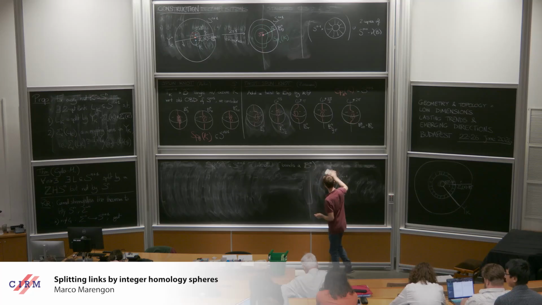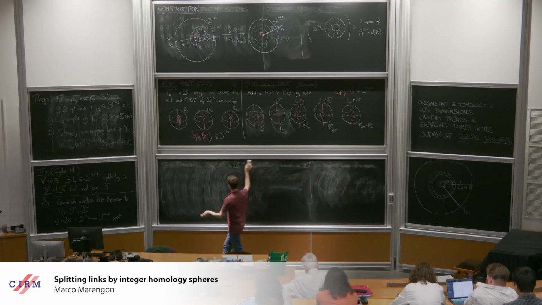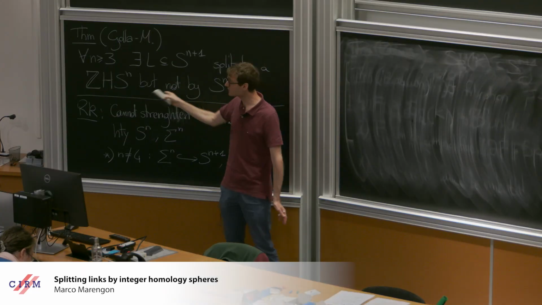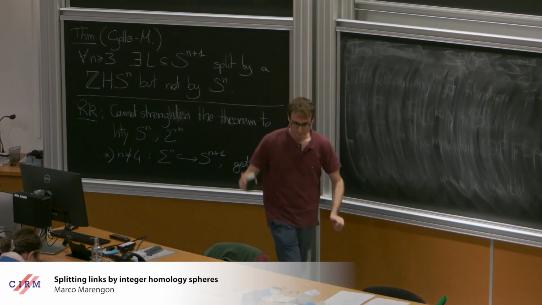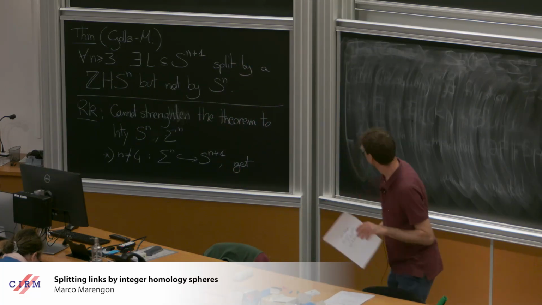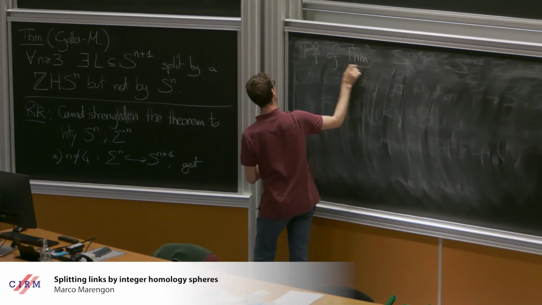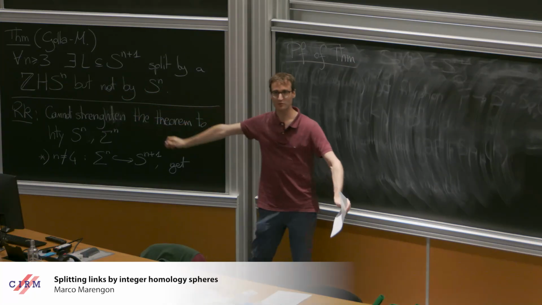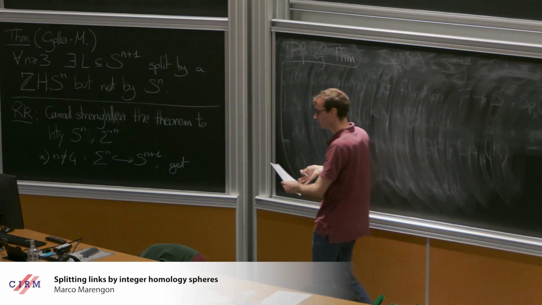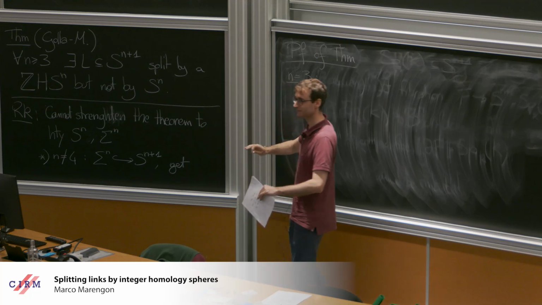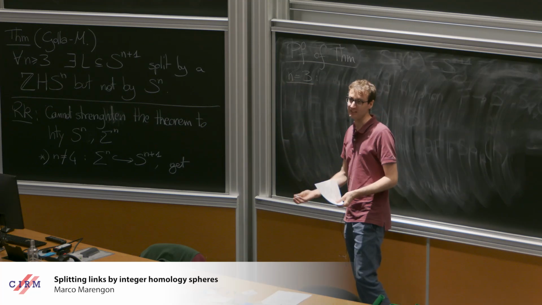So now that we have the construction, we just need to show the obstruction part, namely that the link that we constructed, this L_K, is not split by the standard S^n. So, proof of theorem. And, well, we also need to show that Y is an integer homology sphere, but that will follow from our choice of K. So I'm going to do the case n equal to 3 first. So this is the case of a two-dimensional link inside S^4.